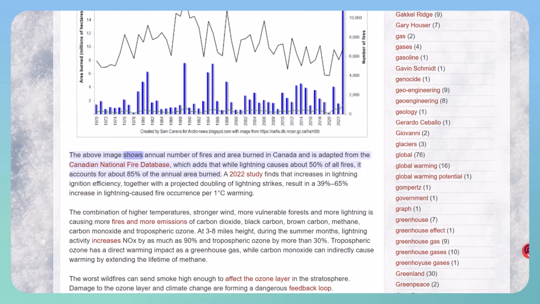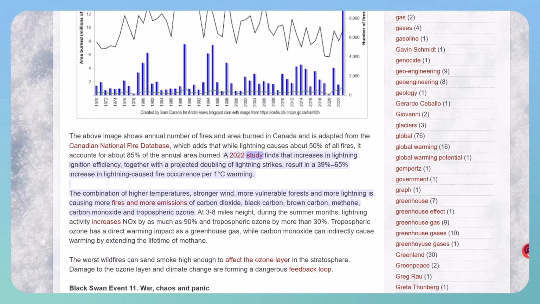The above image shows annual number of fires and area burned in Canada and is adapted from the Canadian National Fire Database, which adds that while lightning causes about 50% of all fires, it accounts for about 85% of the annual area burned. A 2022 study finds that increases in lightning ignition efficiency, together with a projected doubling of lightning strikes, result in a 39% to 65% increase in lightning-caused fire occurrence per 1 degree Celsius warming.